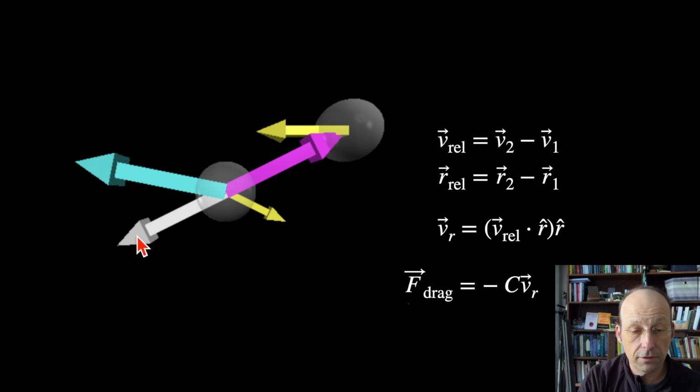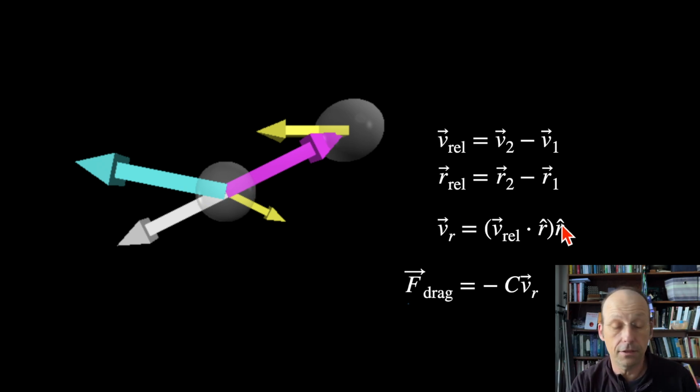This vector, I'll call it VR. It's the R component of the vector. I'm going to take the relative velocity. I'm going to take the dot product of this and this unit vector, and that will give me the component in the direction of that. Now, I need it back as a vector, so then I can multiply by the unit vector r hat. And then the drag force will be that constant times the velocity.